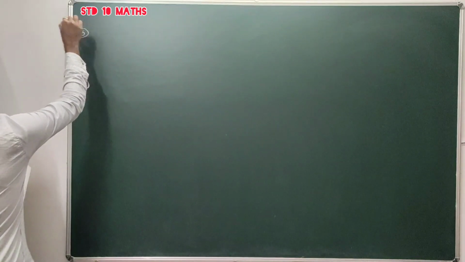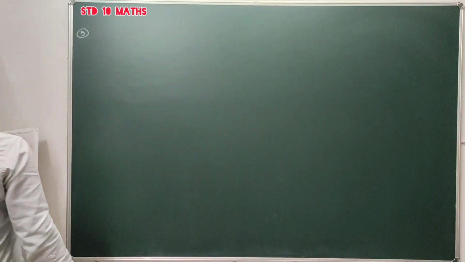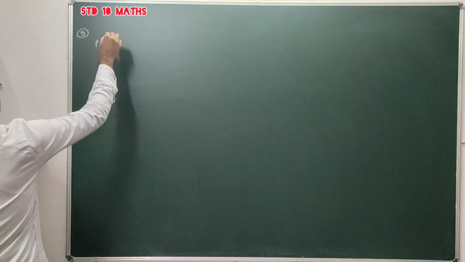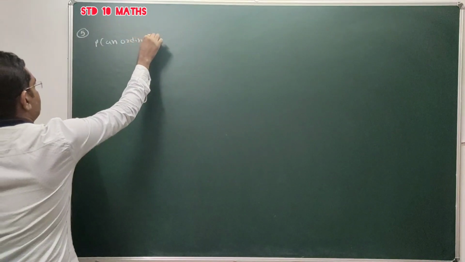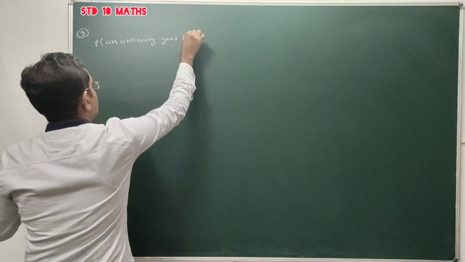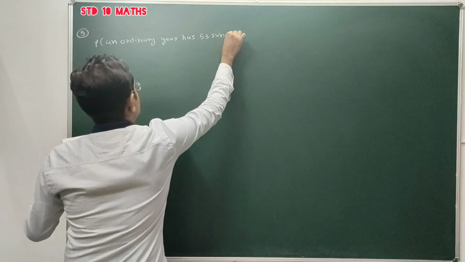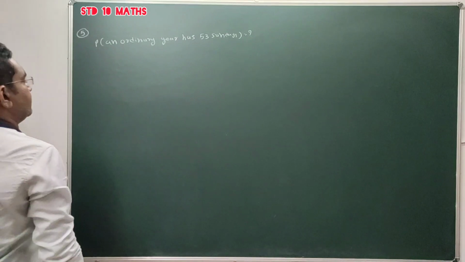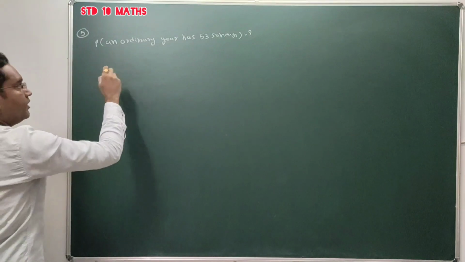Question number 5. So here question is, what is the probability that an ordinary year has 53 Sundays? We have to find the probability that an ordinary year has 53 Sundays. So what is the number of days in an ordinary year? This is not a leap year, this is an ordinary year.